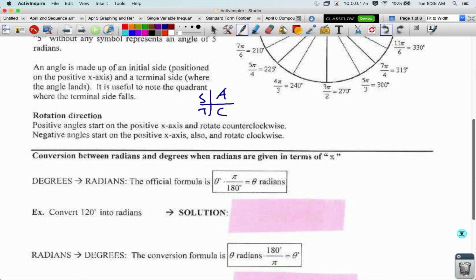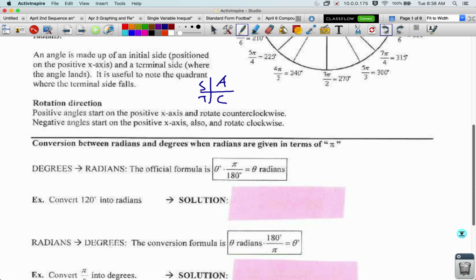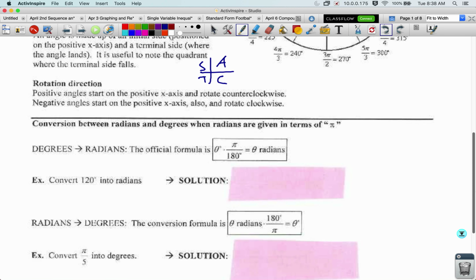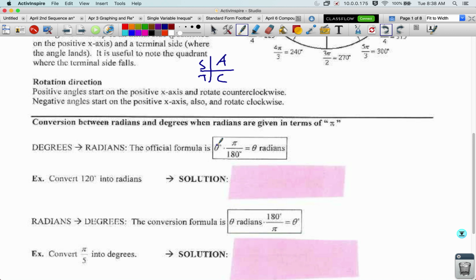All right, conversion between radians and degrees when radians are given in terms of pi. Degrees to radians: the official formula is you take the degrees and multiply by pi over 180 degrees. The reason this works is because this is a form of 1. Pi radians is equal to 180 degrees. Therefore, this will cancel out degrees because degrees are on the bottom here.